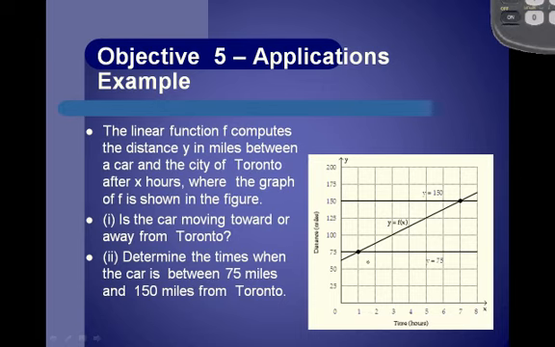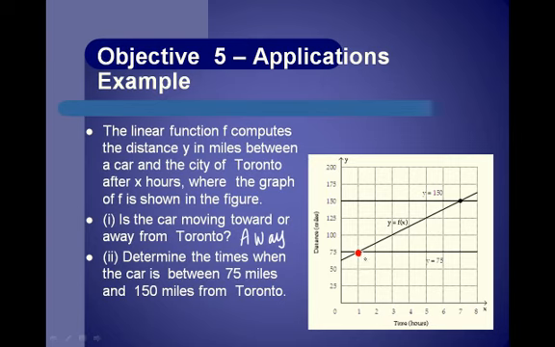Well, after 1 hour, it's 75 miles away. After 2 hours, it's about 87 miles away. After 3 hours, the car is 100 miles away. So the car is actually moving away from Toronto. The second part says, determine the times when the car is between 75 and 150 miles from Toronto.